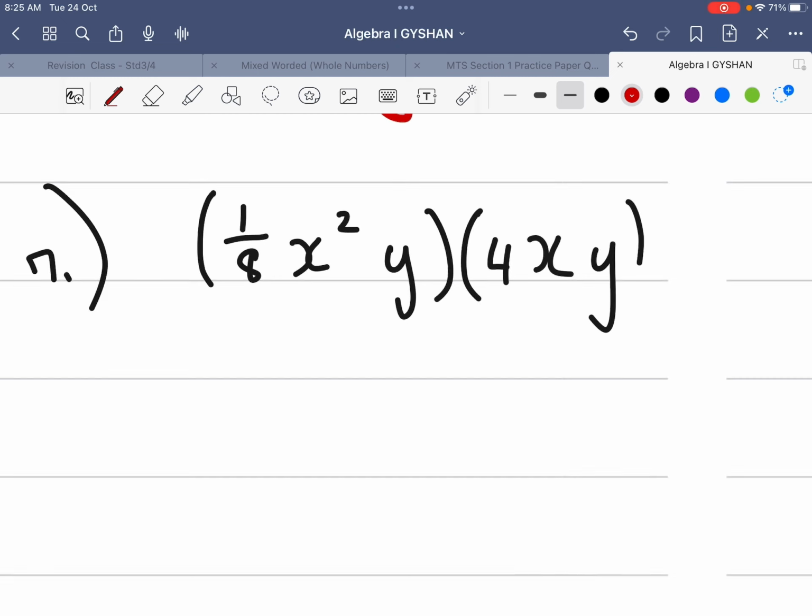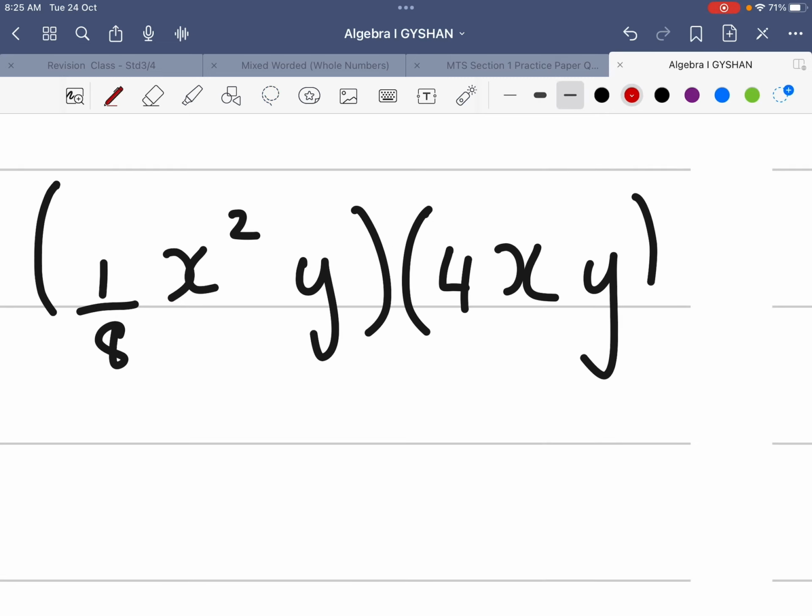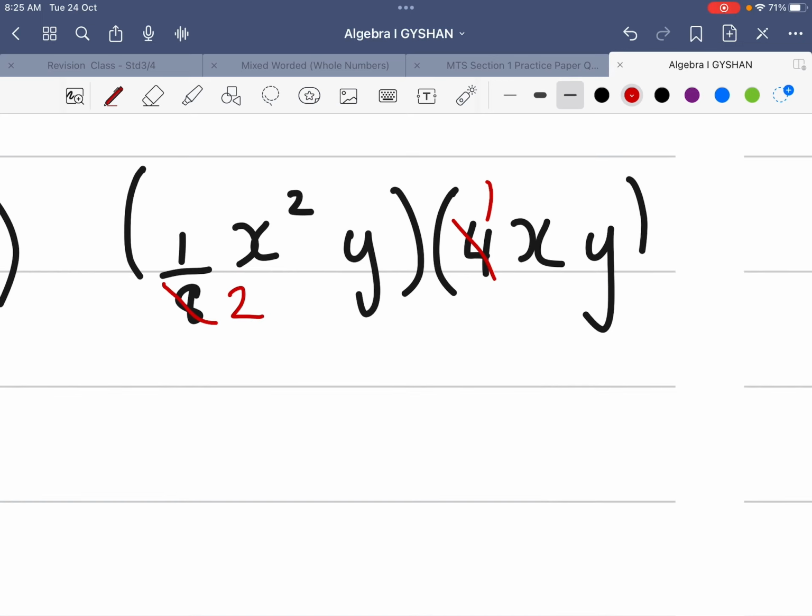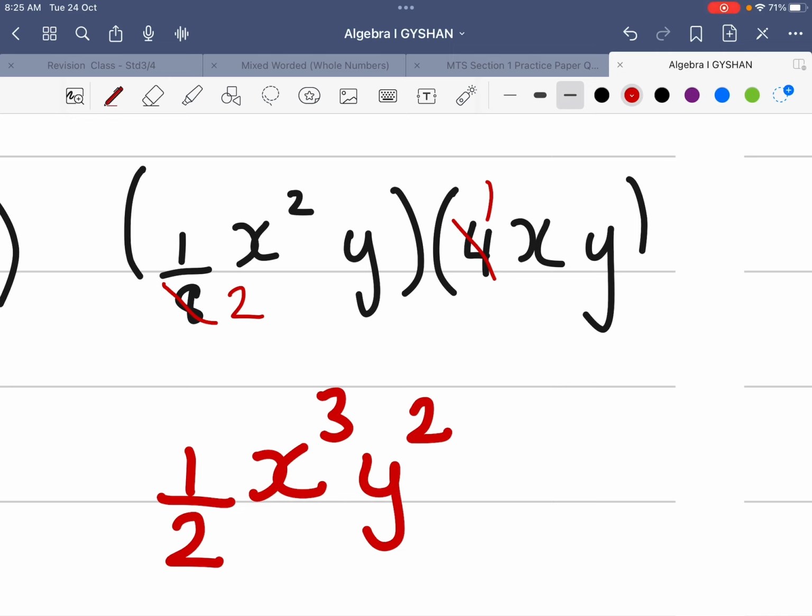Next, 1/8 multiplied by 4. So that will give us 4 into 4 is 1. 4 into 8 is 2. So your denominator is 2. So that's a half x cubed y squared. Notice how we go in alphabetical order, x, y.